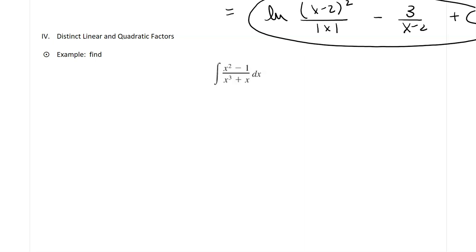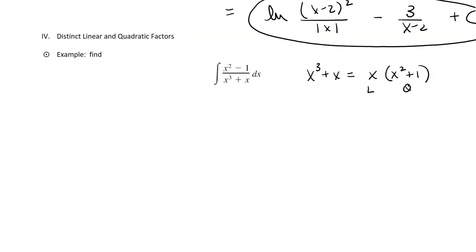We're going to continue this discussion of partial fraction decomposition, but we're going to look at what happens when you have quadratic factors mixed in with your linear factors. So with this one, I do see that the degree of the numerator is less than the denominator. I'm going to factor the denominator, and all I can really do here is factor out an x, which leaves me with x times x squared plus 1. We see that this is linear and this is quadratic.